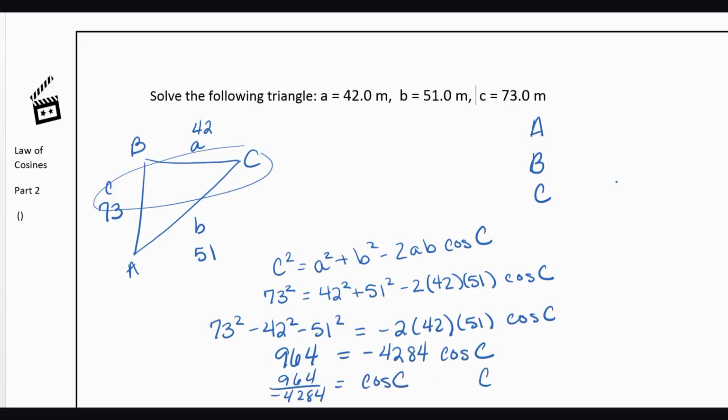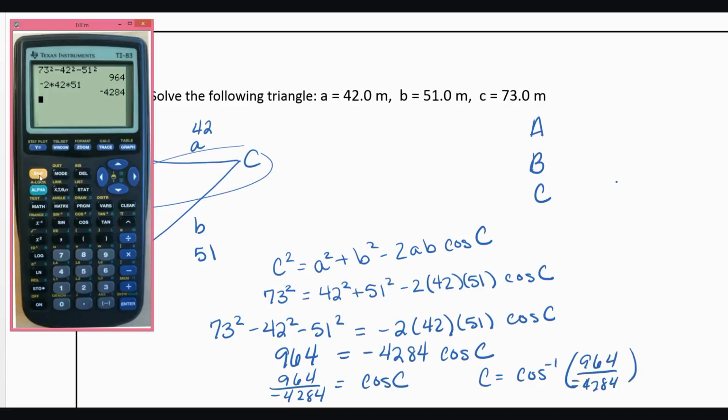So to find c, we need to find cosine inverse of 964 over negative 4284. So cosine inverse of 964 divided by negative 4284. So 103 degrees.